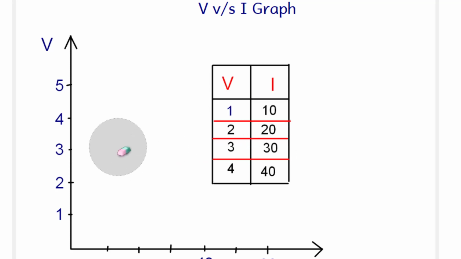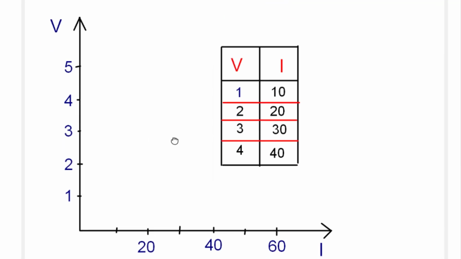Before drawing the graph, we choose the scale. Here in this case we put V on the y-axis and I on the x-axis, and choose a proper scale so that these readings fit on it. As we know, for I we have from 10 to 40, so we are using this particular scale. One marking is of 10, so we have 20, 30, 40, and so on. And V goes from 1 to 4, so we selected some more points. This is the scale: 1 unit, 2 units, 3, 4, and so on.